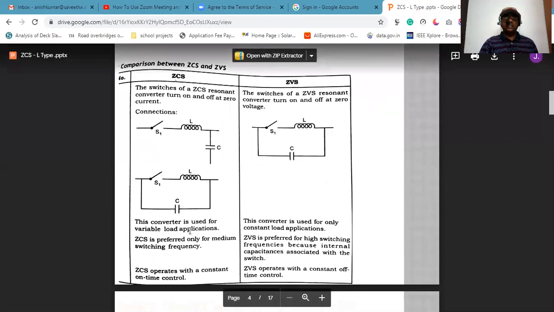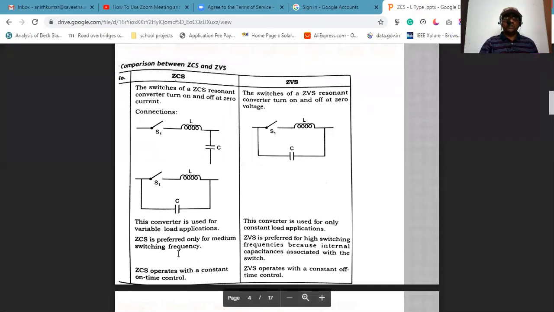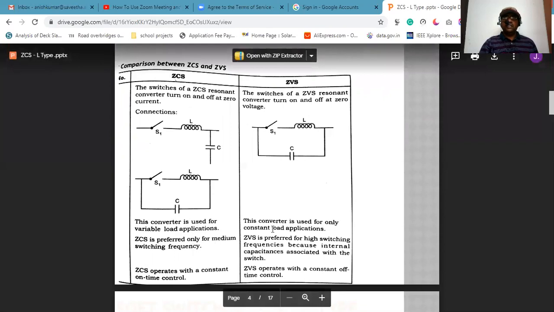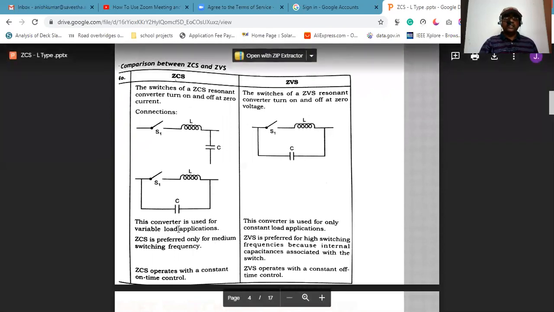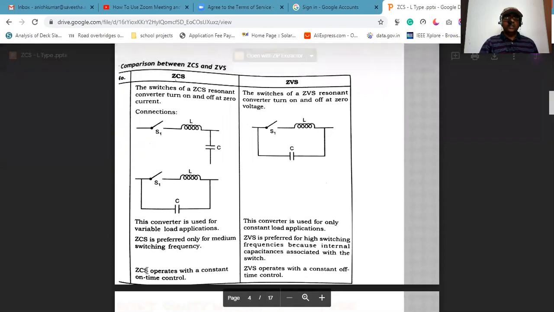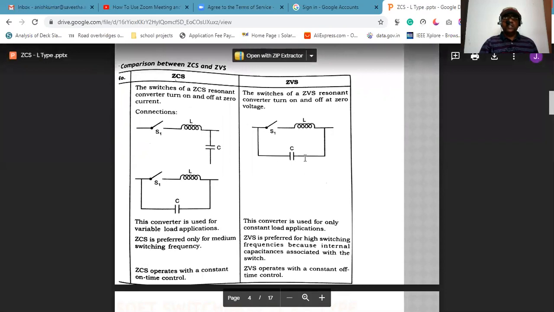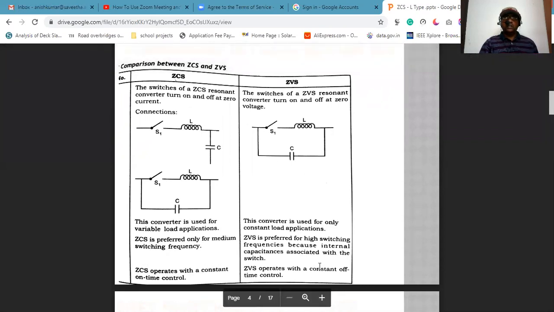ZCS is used for medium switching frequency. ZVS is used for high switching frequency. ZCS operates on constant on-time control. ZVS operates on constant off-time control.